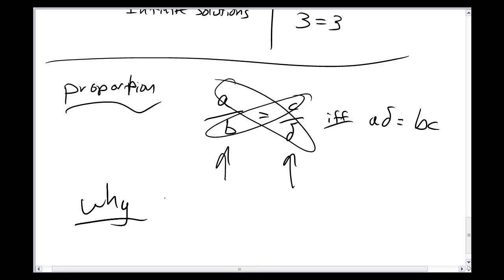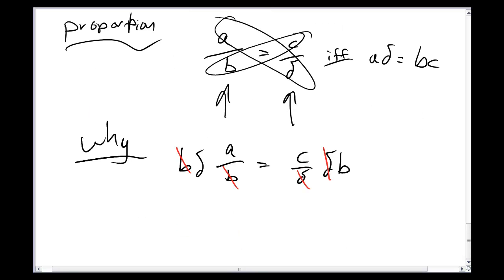Well, maybe if I don't like fractions, I'm going to try to multiply both sides by something. So I have a over b equals c over d. I want to kill off the d, so I multiply the right by d, which means I have to multiply the left side by d. I want to kill off the b, so I multiply both sides by b. Doing my cancellation leaves me with da equals cb.